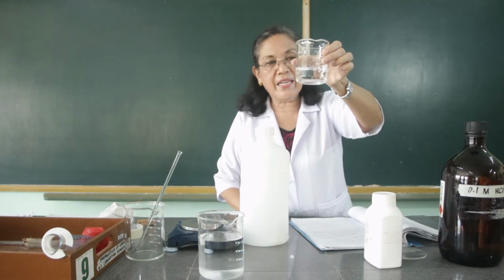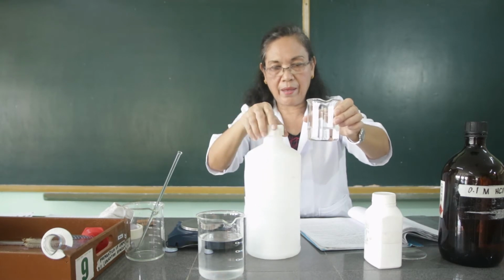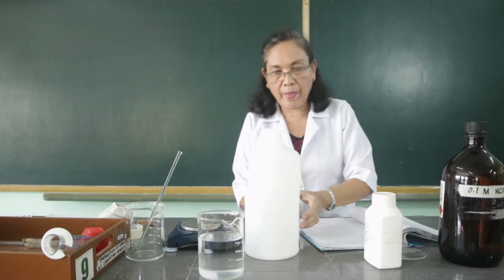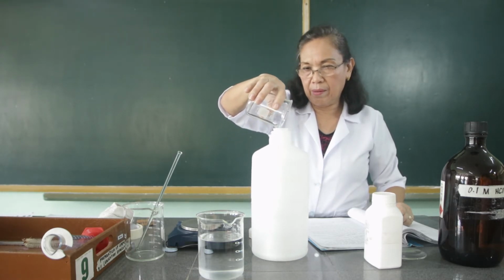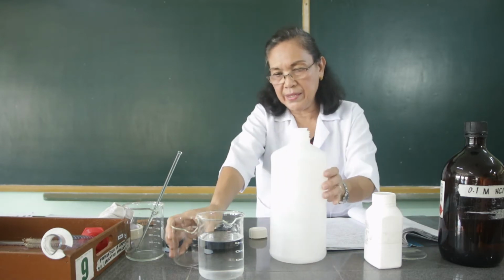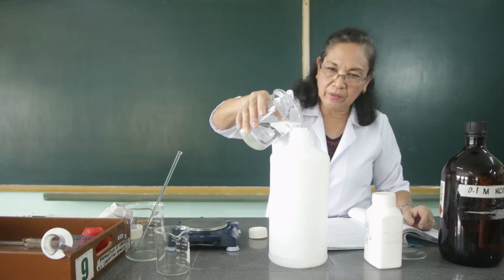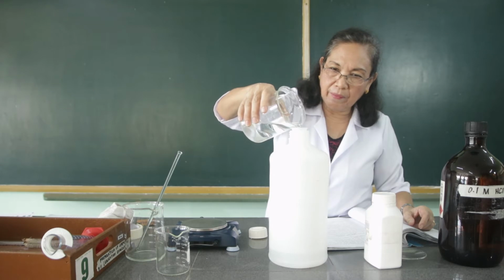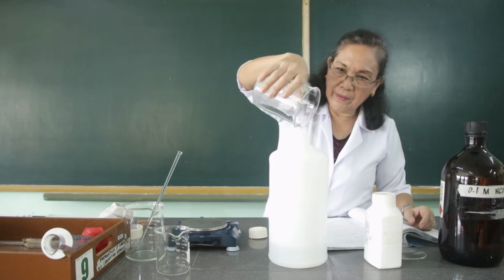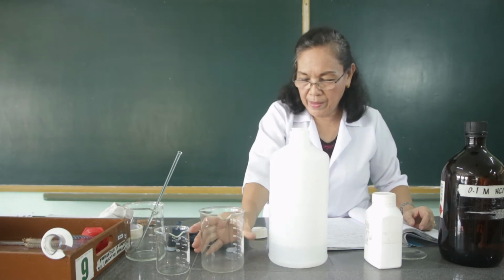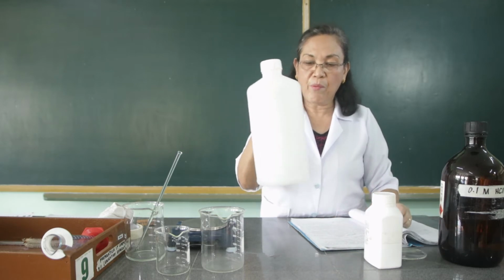Since the sodium hydroxide pellets are already dissolved, we are going to transfer this into this container. And let's add our remaining volume of the water to make it a 500 ml solution. So we have prepared our sodium hydroxide 0.1 molar solution.